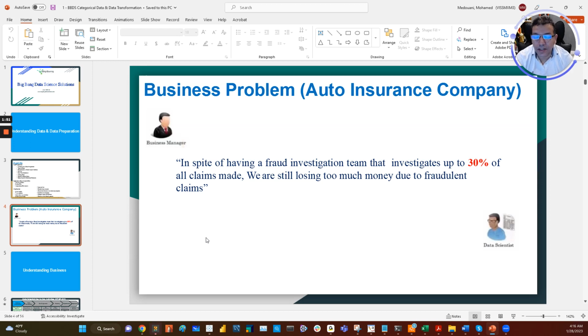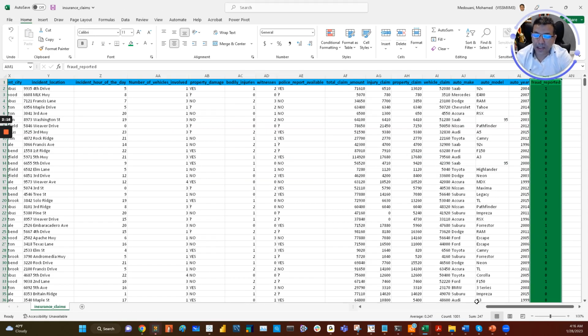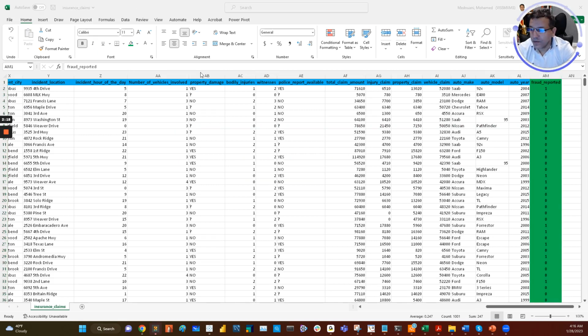In a few sessions earlier, we learned how to frame this problem. We learned how to build a bank of questions: descriptive questions, predictive questions, diagnostic questions, and prescriptive questions. And then we had a chance to look into the data. So this is the data that we have. So far it's 1,000 claims, and this data comes with 39 features.